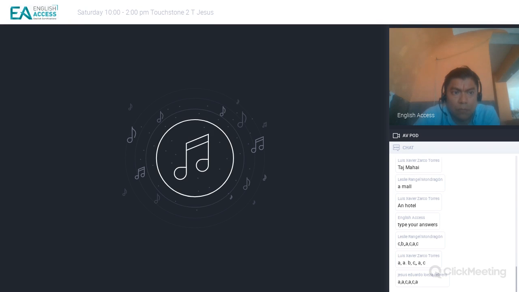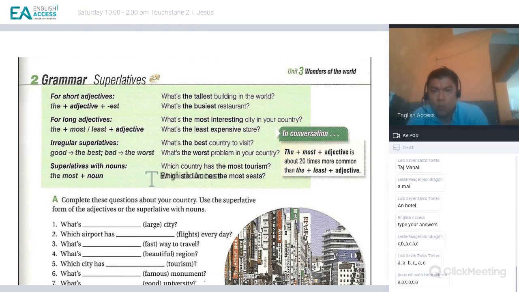Page 23. 2. Grammar. Superlatives. For short adjectives, the plus adjective plus est. What's the tallest building in the world? What's the busiest restaurant? For long adjectives, the plus most or least plus adjective. What's the most interesting city in your country? What's the least expensive store?